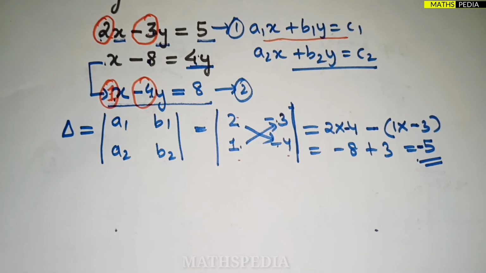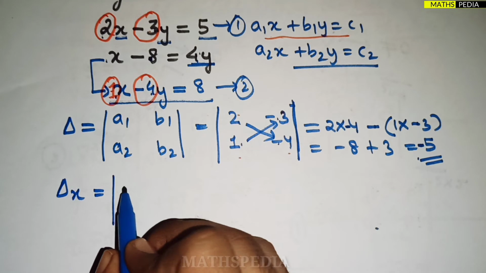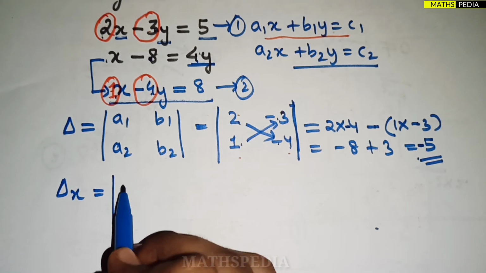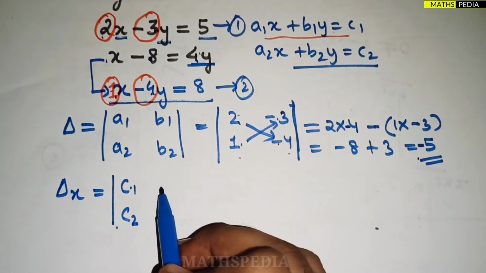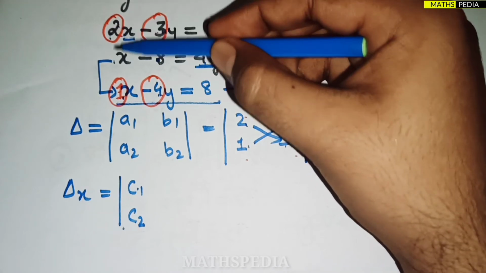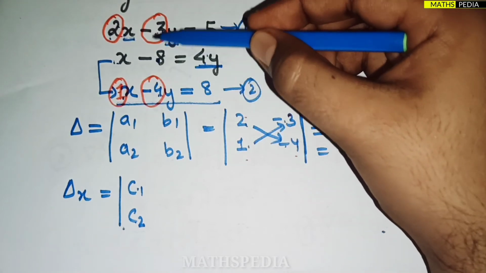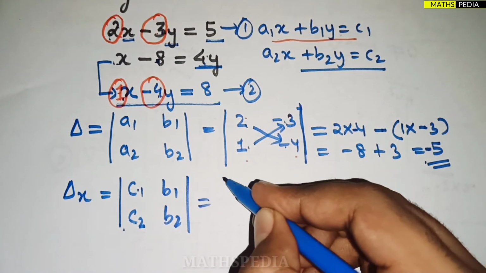Next, we'll go for the second step. We have to find delta x. Delta x is nothing but, as I said before, the first column should be the constants, c1 c2, always column wise. So what is left out? You ignore the x terms. So a1 a2 I have to ignore. What is left out? b1 b2. So b1 b2 is left out, and I have to put it here.